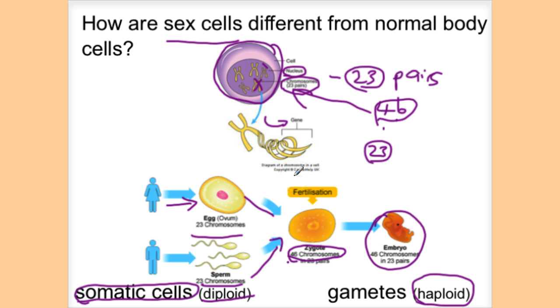So just reflecting back to our question, how are sex cells different from our normal body cells? Sex cells are different from our body cells because they contain only half the amount of chromosomes. The full set of chromosomes is said to be diploid in number. Half the amount of chromosomes is said to be haploid in number. Another word for our body cells is somatic cell. Another word for our sex cell is gametes.